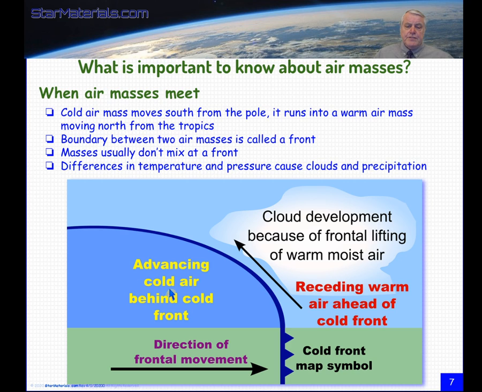So we've got advancing cold air behind a cold front. High density air, receding warm air ahead of the cold front. In other words, this is hanging out, and this cold air front bumps into it. Now, cold air is more dense than warm air, so it's going to push underneath it, lifting the clouds into a colder area, which will cause condensation. And this is where storms come from, when air masses meet.